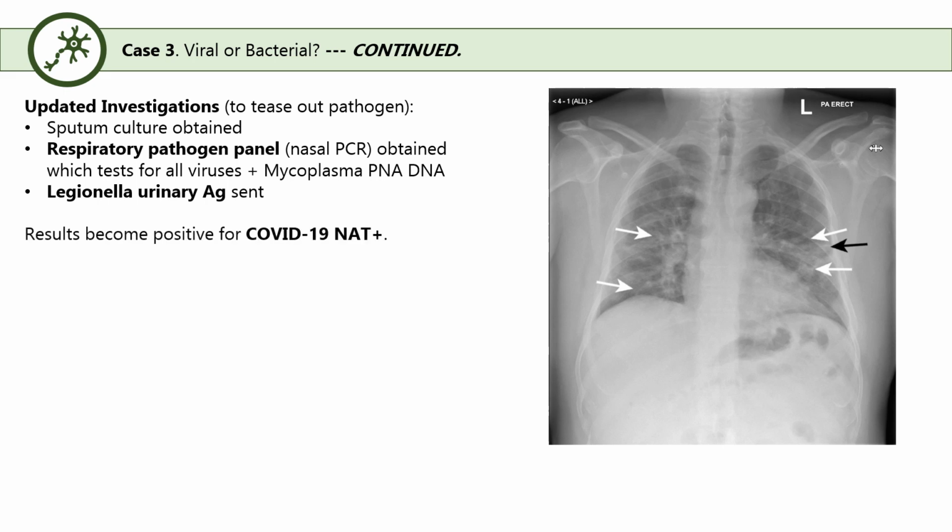Results become positive for COVID-19 nucleic acid. So in our case, what are we treating? Is this a co-infection with multiple pathogens? No, in this case we've got a coronavirus viral community-acquired pneumonia.